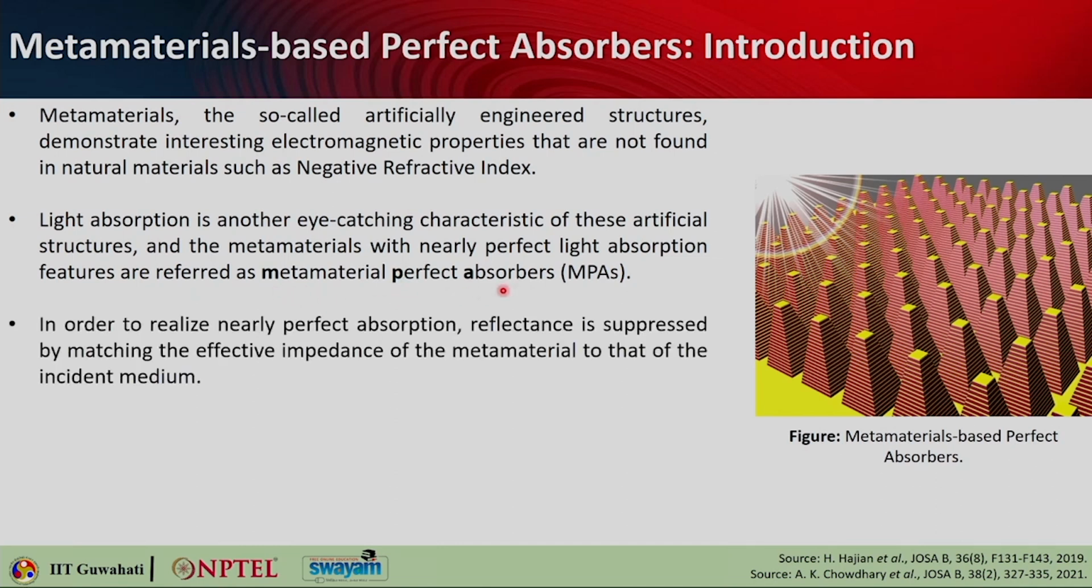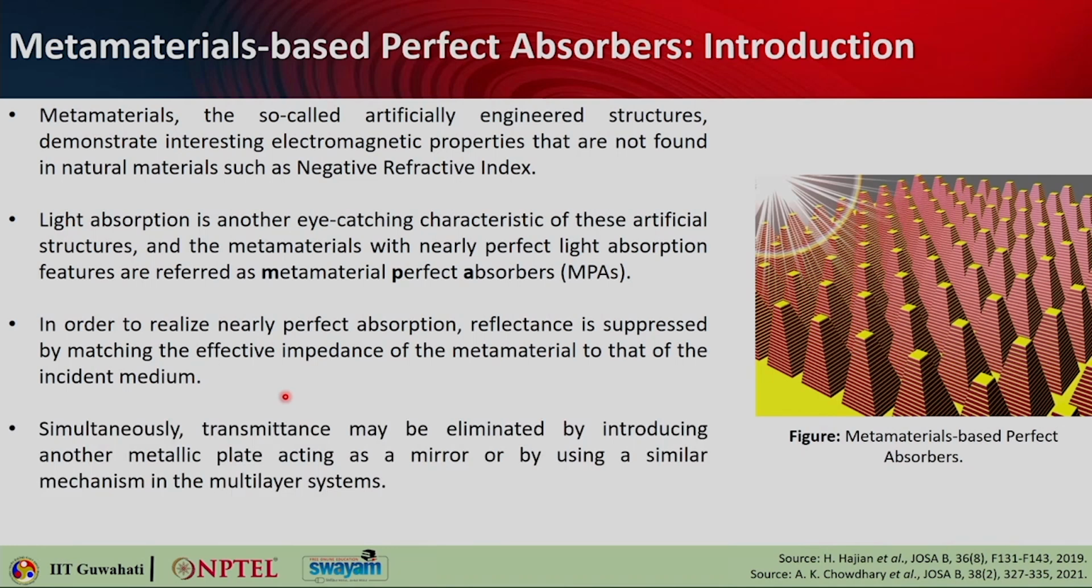Now in order to realize perfect absorption, reflectance is suppressed. And how do you do that? You do that by matching the effective impedance of the metamaterial to that of the incident medium. So whenever there is no impedance mismatch, there is no reflection. And when light falls on an interface, there are three phenomena that take place. One is reflection, one is absorption, the other one is transmission. So in absorbers, you want the entire light to be absorbed.